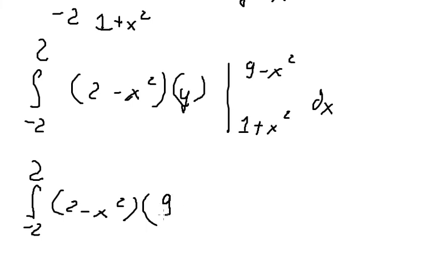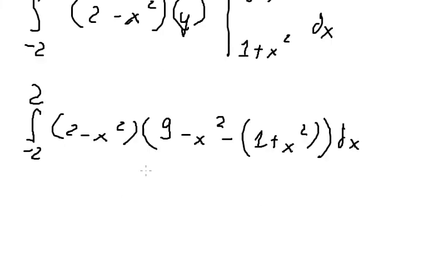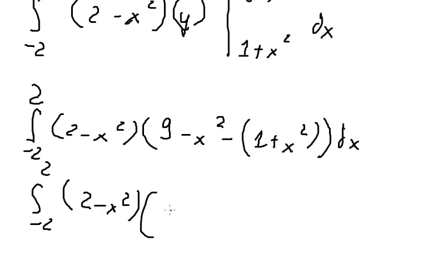So we have 9 minus x squared, negative of 1 plus x squared. So 9 minus 1, we have 8. Negative x squared, negative x squared, we have negative 2x squared.